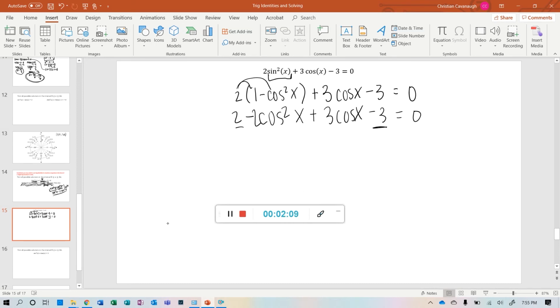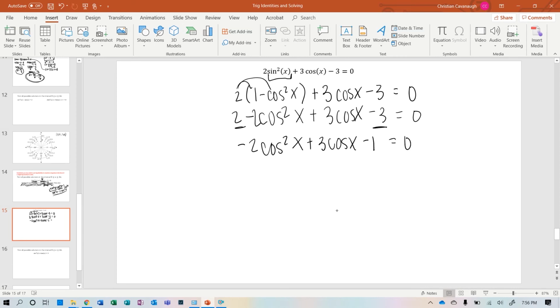Now we have two constants in here, and so I'm going to combine my two constants. I have a negative 3 and a 2. That's going to be a negative 1. So I have negative 2 cosine squared x plus 3 cosine x minus 1 equals 0.